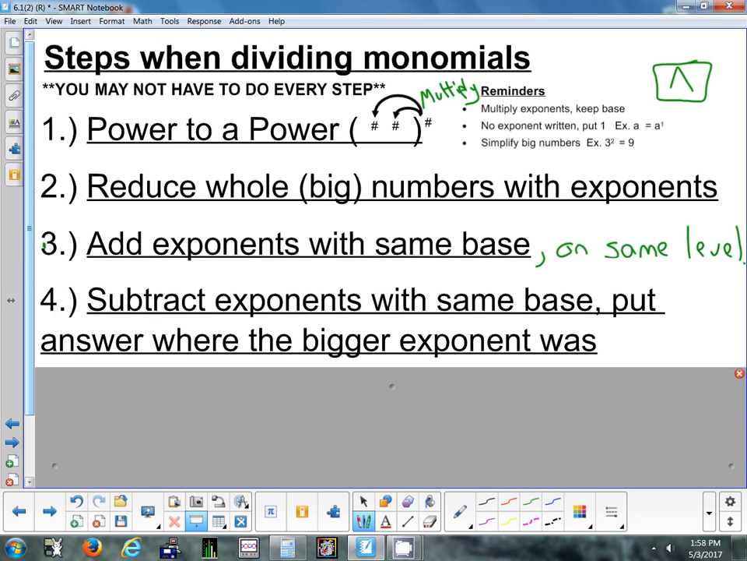If they're on the same level, I'm going to add them. I'll multiply. So we say we're multiplying them, but we're really keeping the base and adding the exponents. If they're on different levels, subtract them. Put your base where the bigger exponent was. That's what we just talked about. This is new today. Step 4 is new today.